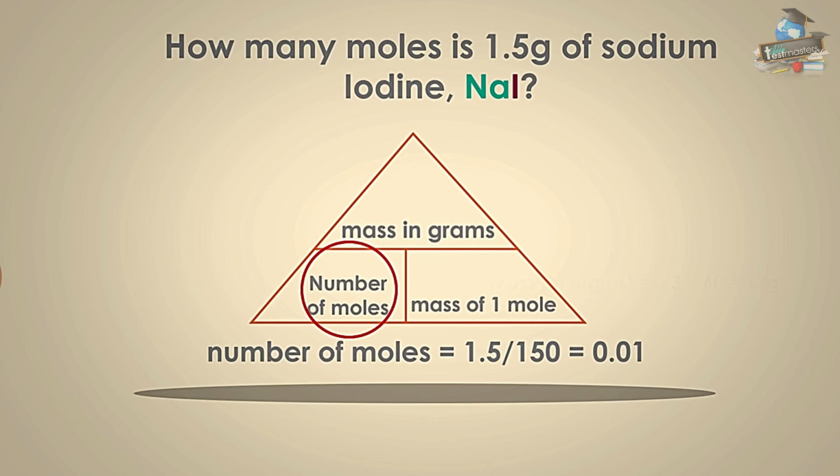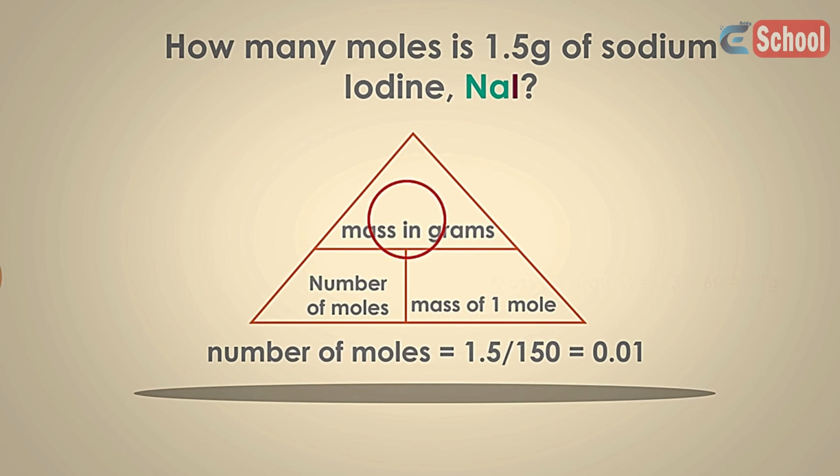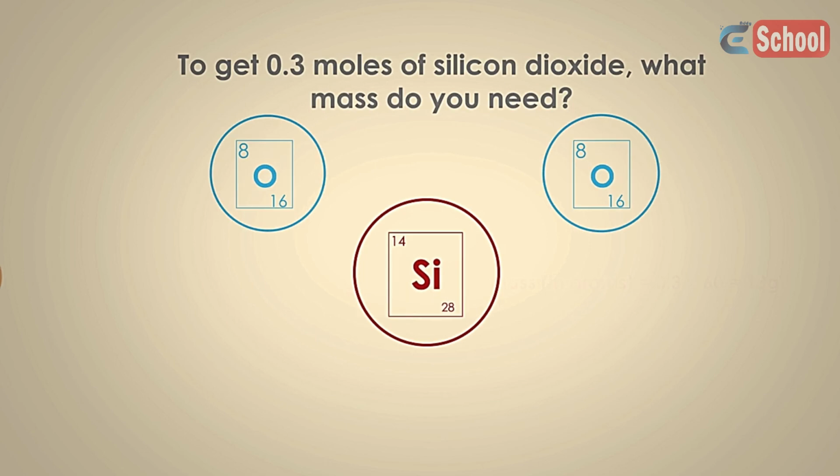In chemistry, we use moles to work out how much of each reaction to weigh out. This means we can make sure we get enough product and none of the reactants are wasted. It also makes it easier to get the product pure. Let's say you need 0.3 moles of silicon dioxide.